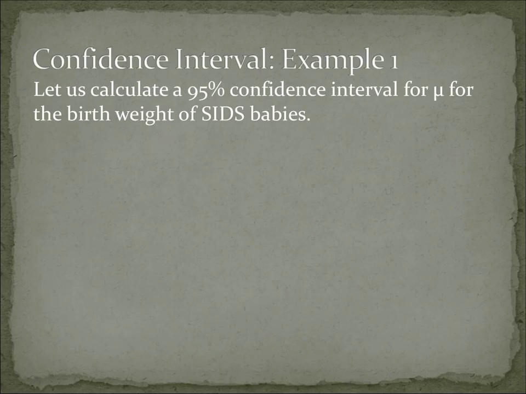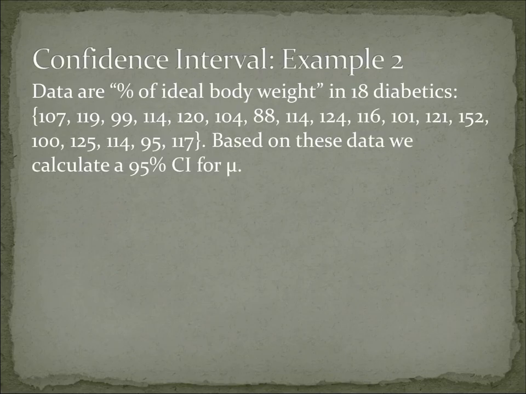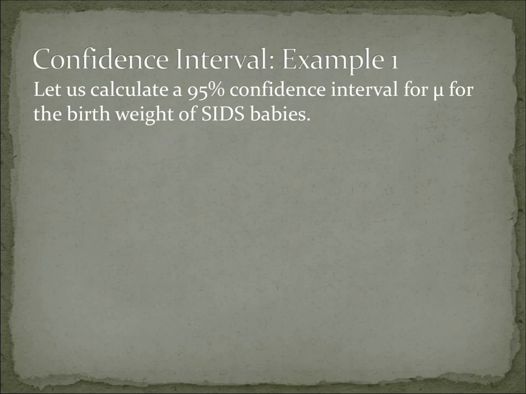So here's our confidence interval example from example 1. Let's calculate a 95% confidence interval for mu for the birth weights of the SIDS babies. This one was from a previous example that we did in the last video, in which we had x bar equals 2,890.5, our standard deviation was 720, and our sample size was 10 people, right? So now let's derive the confidence interval for it.